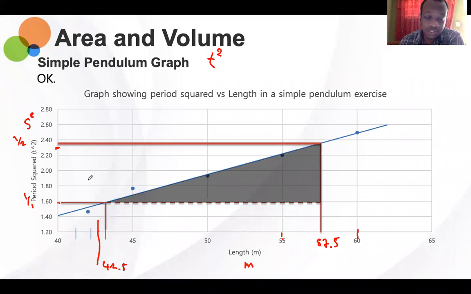All right, let me just say this one more time. Bear with me. We have period squared, which is essentially time. It is the time it takes to complete one oscillation. Time squared, and the unit for this is seconds squared, right? The unit for time is seconds, so the unit for time squared would be seconds squared. Are we getting that, Mr. Brown?